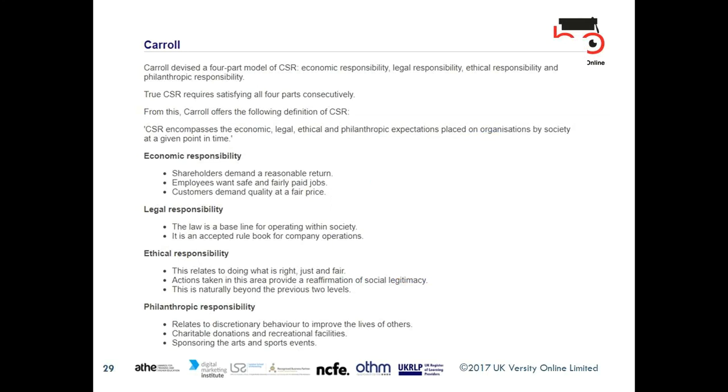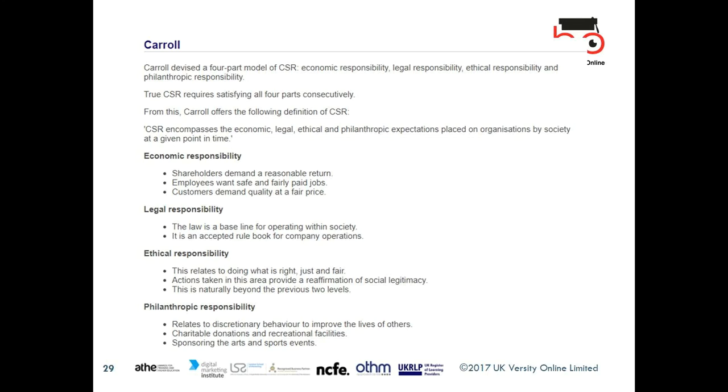Then there are a lot of models on CSR. Carroll derived the four parts of CSR: economic responsibilities, legal responsibility, ethical responsibility, and philanthropic responsibility. Under economic, we need to look at shareholder demand for a reasonable return, employees wanting safe and fair trade, and customers demanding high quality. Legal is law-based; we need to operate within society and accept its values.